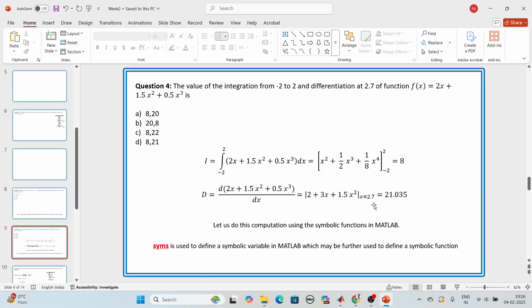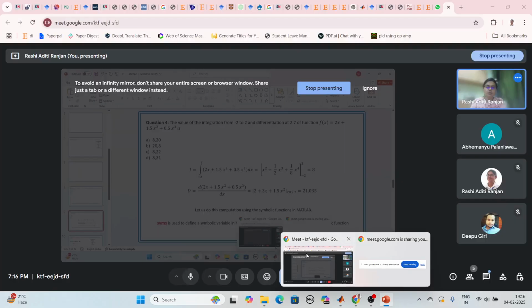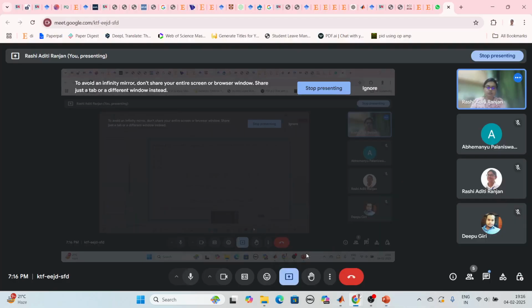Again, if you have a very complex system, you can actually use it to get the value of my differentiation and integration functions.